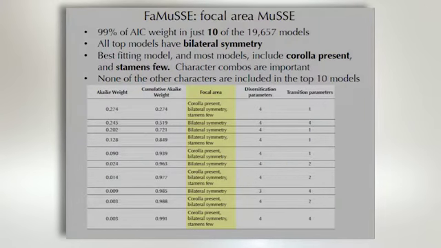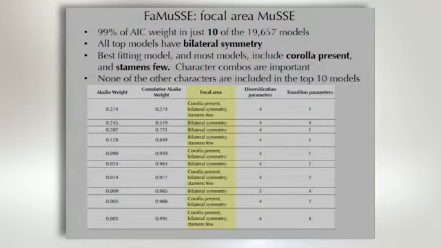Well, amazingly, 99% of all the AIC weight was concentrated in just 10 of these 19,657 models. And all of those models identify bilateral symmetry as important. But amazingly, the best fitting model identifies corolla present, bilateral symmetry, and stamens fused as the critical combination of characters. And these 3 characters were present in the majority of these top 10 models. So character combinations, right, combinations of functional characters are clearly important in this analysis.